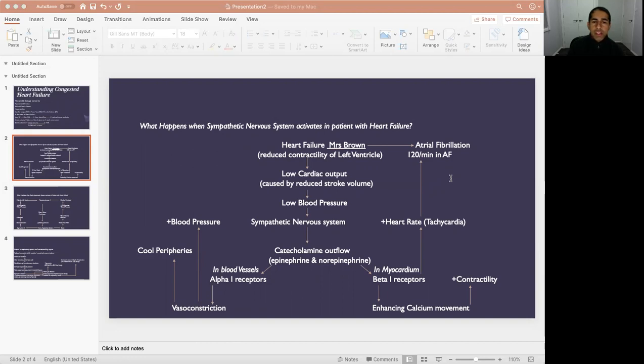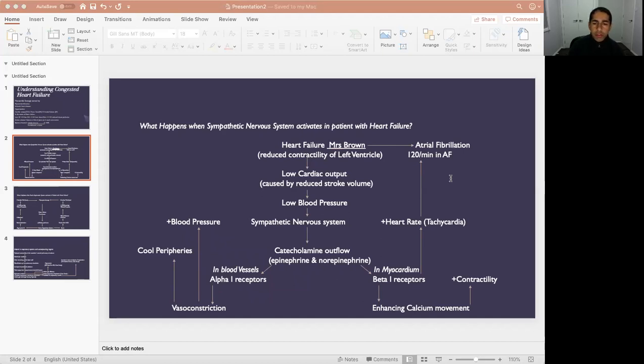When the sympathetic nervous system is stimulated by the medulla, it secretes specific hormones called epinephrine and norepinephrine, causing stimulation of alpha-1 and beta-1 receptors located on blood vessels and myocardium respectively. Stimulation of alpha-1 receptors causes vasoconstriction of blood vessels, which influences both blood pressure and tissue perfusion.